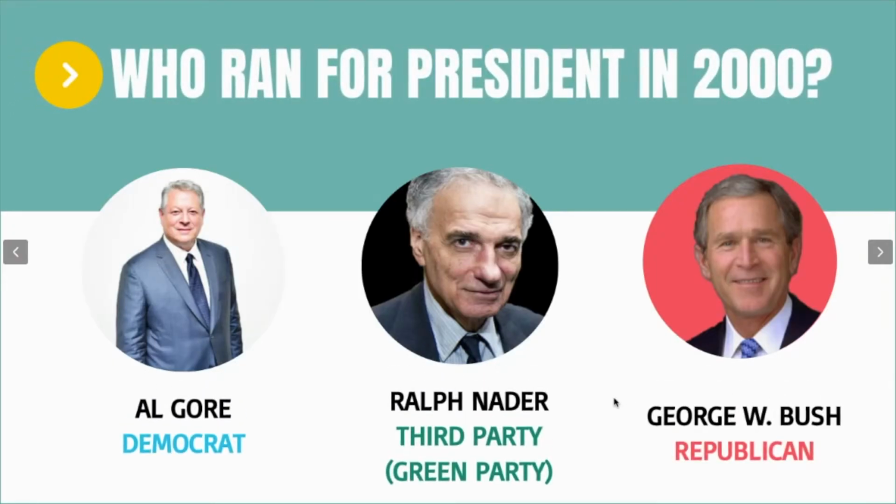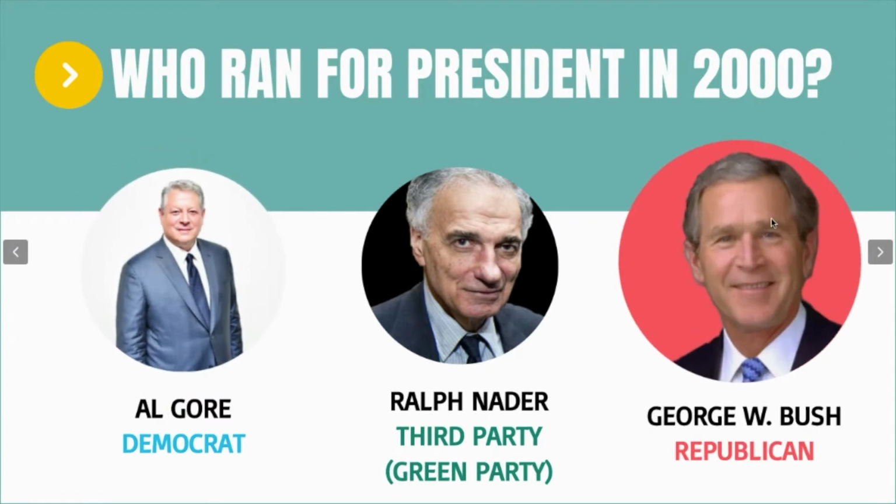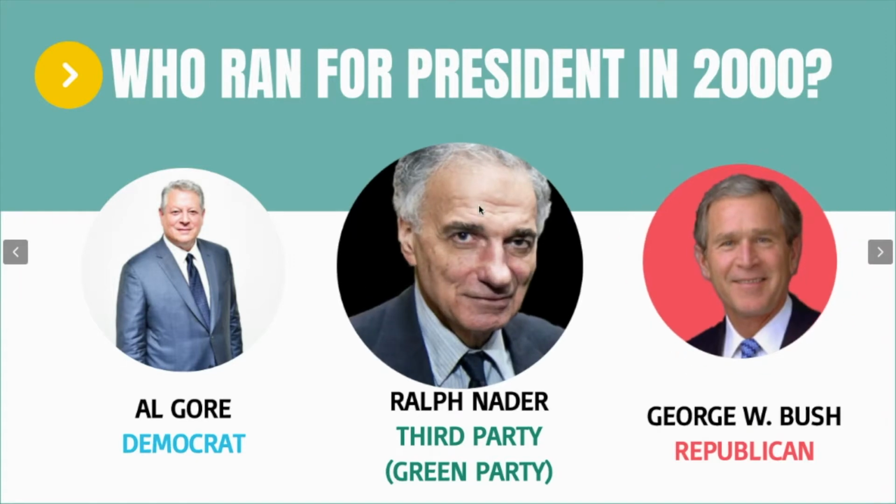The election of 2000 is special because we actually had 3 people running for president. So Al Gore is a Democratic nominee, ran against former Texas Governor George W. Bush, the Republican nominee, and a third-party candidate named Ralph Nader was nominated by the Green Party. And this is a party that focuses on environmental issues like global warming and protecting the planet.